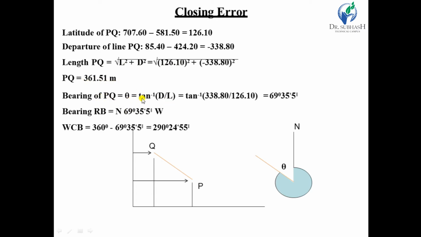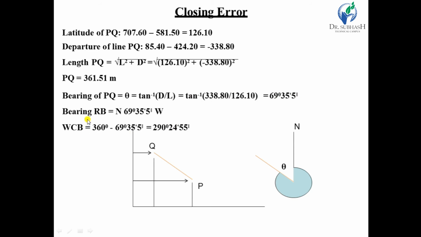For finding the bearing of PQ, that formula is generally called the Pythagoras theorem, right? Or the right angle triangle formula. Bearing of PQ is theta equals tan inverse of D by L. Tan inverse of minus 338.80 upon 126.10. So we get the reading of 69 degrees 35 minutes and 5 seconds.